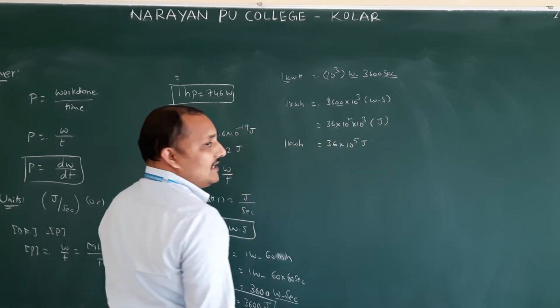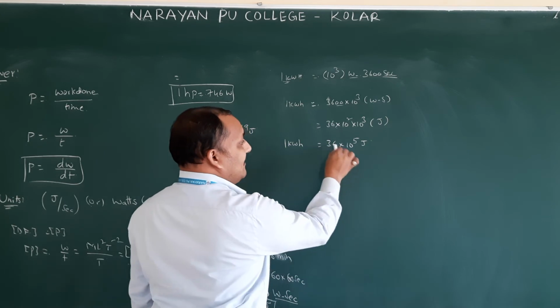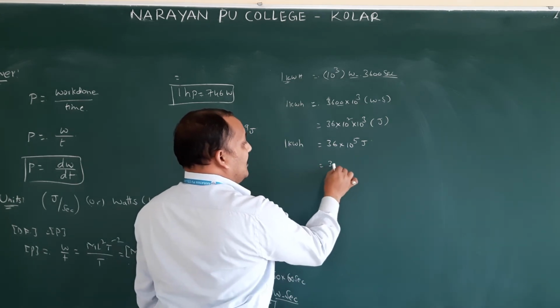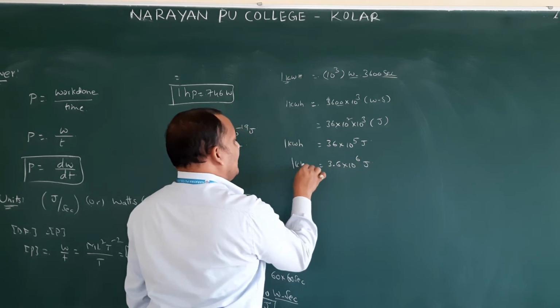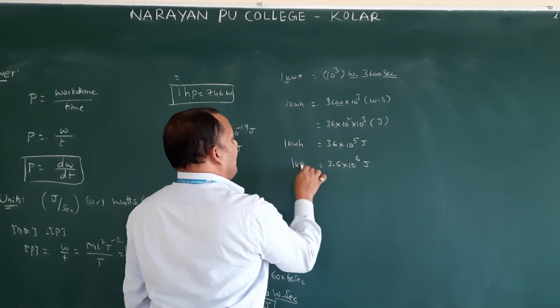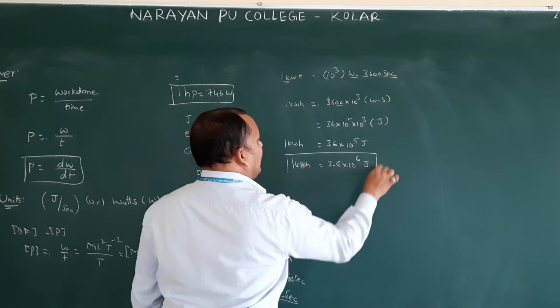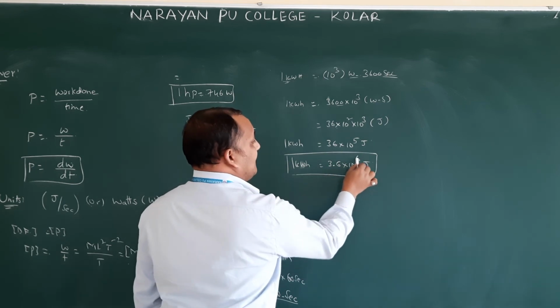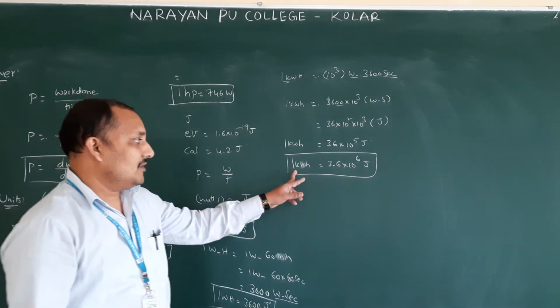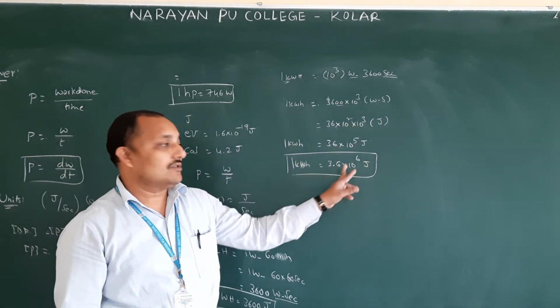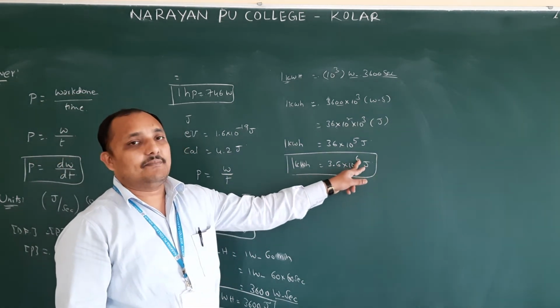1 kilowatt hour. This one only they will write in another way. They will divide and multiply with 10. So 3.6 into 10 power 6 joules. 1 kilowatt hour, just to remember, 3.6 into 10 power 6. They will ask one more question. 1 kilowatt hour is equal to how many joules? 3.6 into 10 power 6 joules.